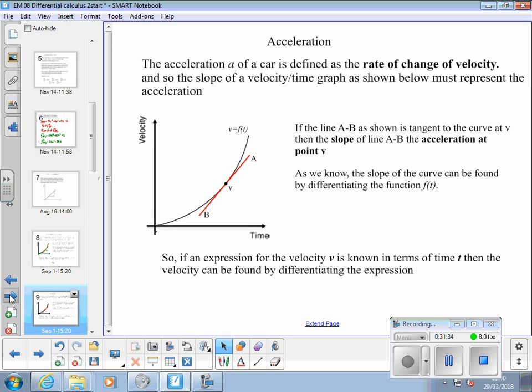Acceleration. The acceleration a of a car is defined as the rate of change of velocity. And so the slope of a velocity time graph, as shown below, must represent acceleration. So we have a function for that velocity, and we pick a point, find the slope of that tangent, the acceleration. You can find that by differentiating the formula for velocity. Bearing in mind that the formula for velocity was the first differential of distance against time, so acceleration must be the second differential of distance against time.